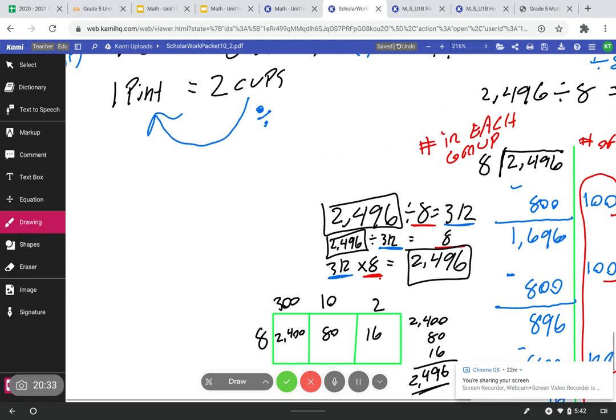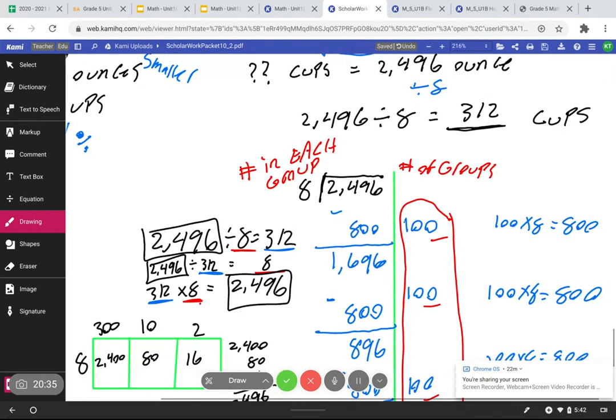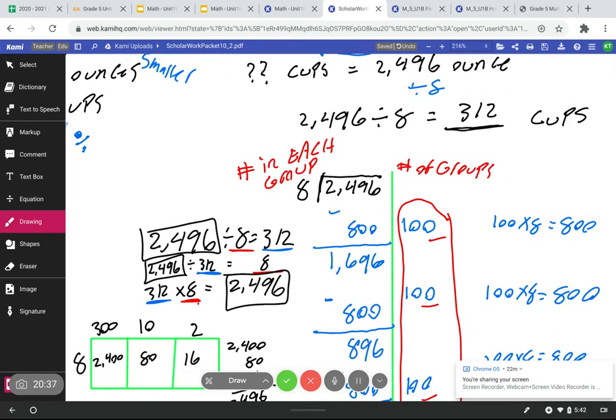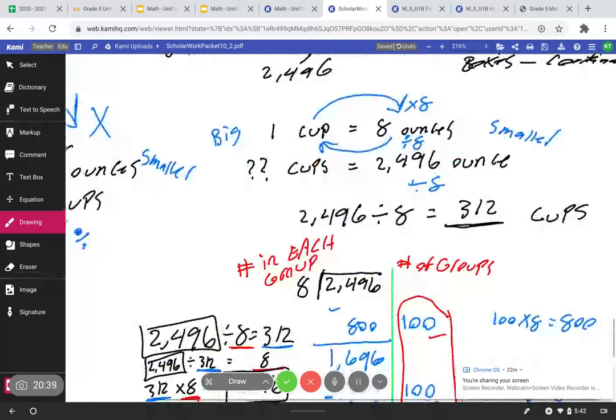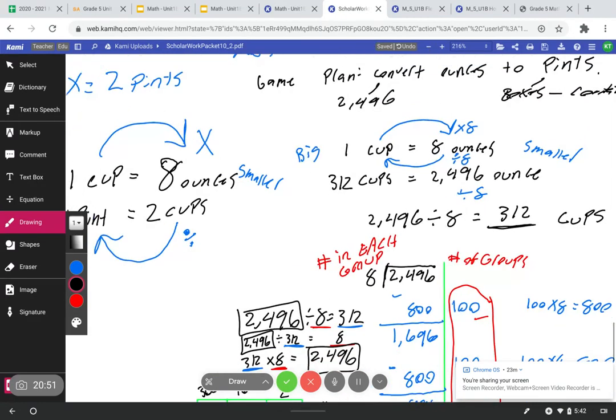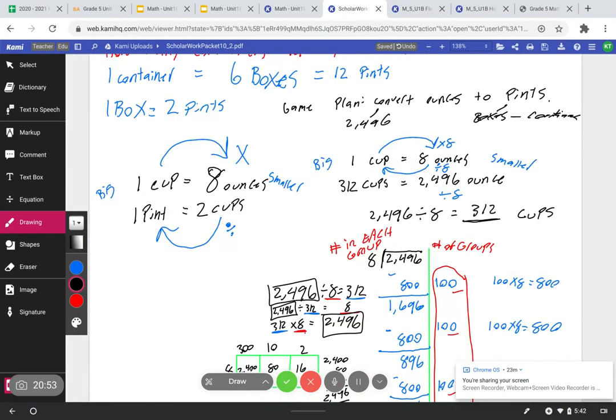So 2,496 ounces, that equals 312 cups. Let's write that bad boy down. Oh, I thought that was the eraser. So how many cups? 312. Well, now, we're not done yet, y'all. Sit tight. We need to figure out how many pints does that make? I have 312 cups.